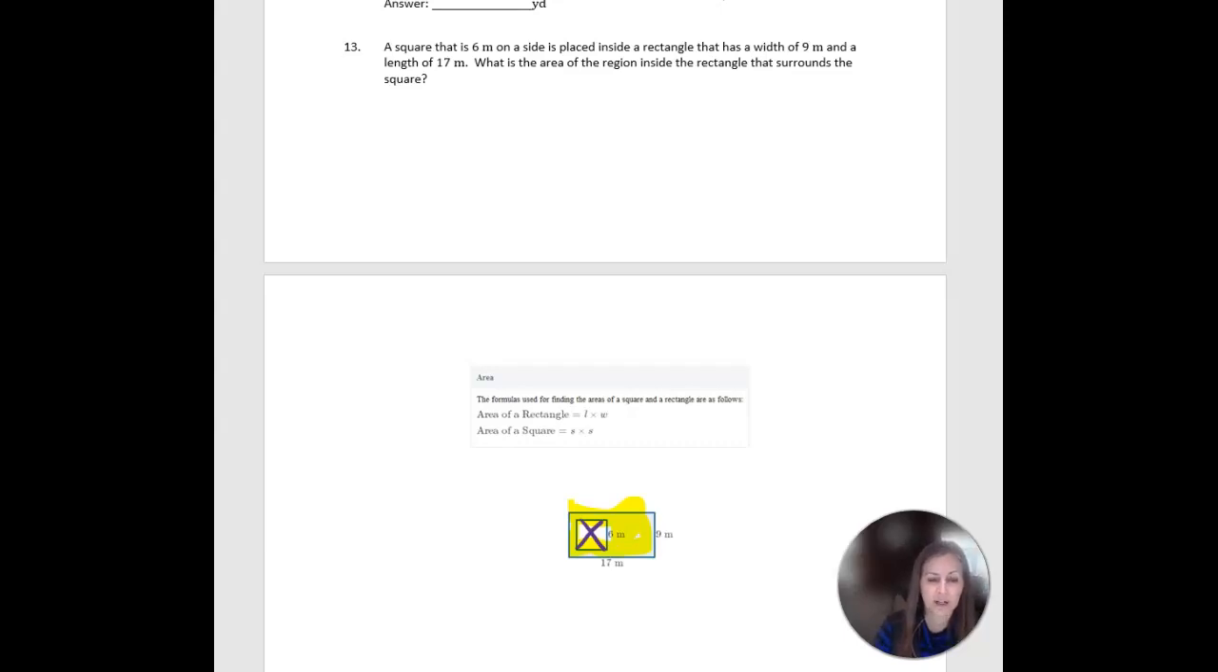Okay, they give you the area formulas. It's length times width for squares and rectangles, actually. So let's start with the square. The area of the square, let me write the word area, is length times width, or side squared. They happen to be the same. So it's 6 times 6, and the area of that square is 36.